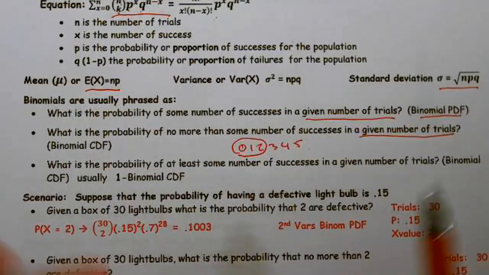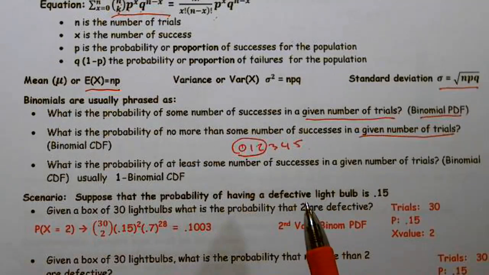Finally, we also have what's the probability of at least some number of successes in a given number of trials.